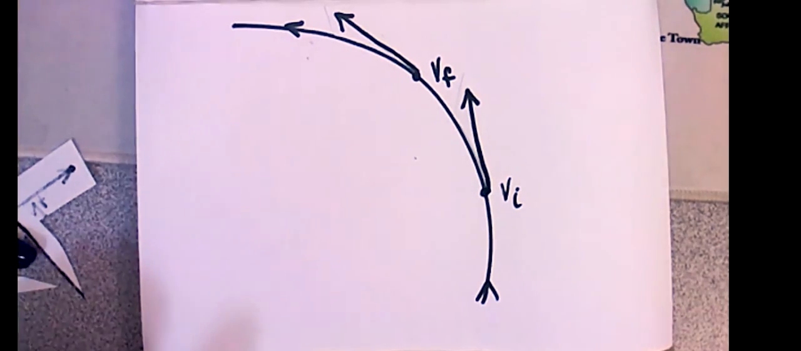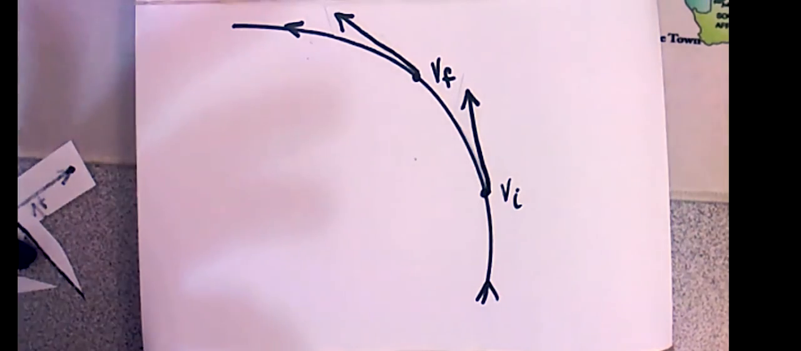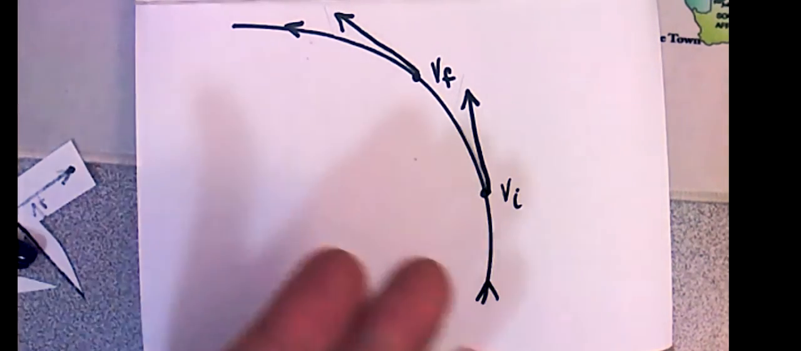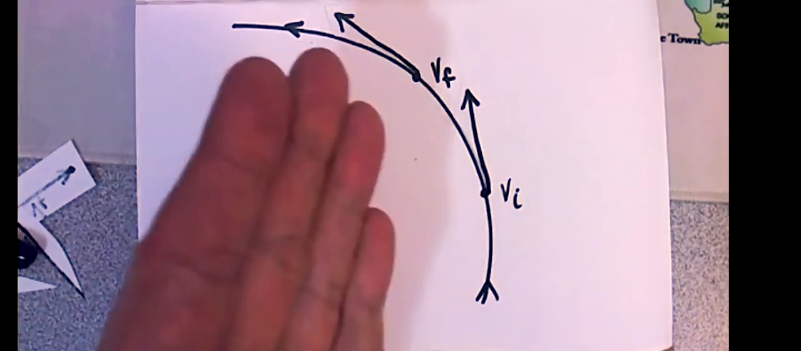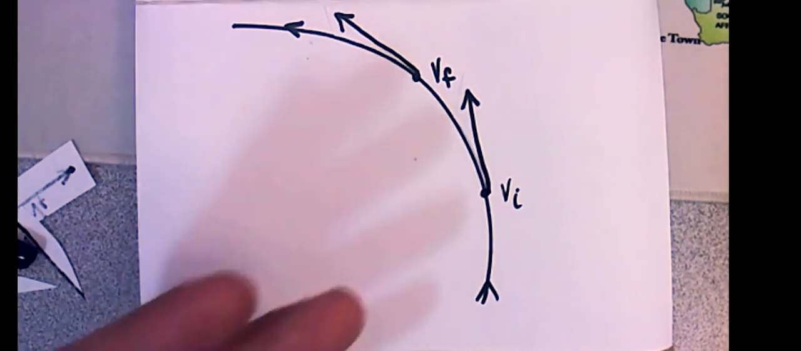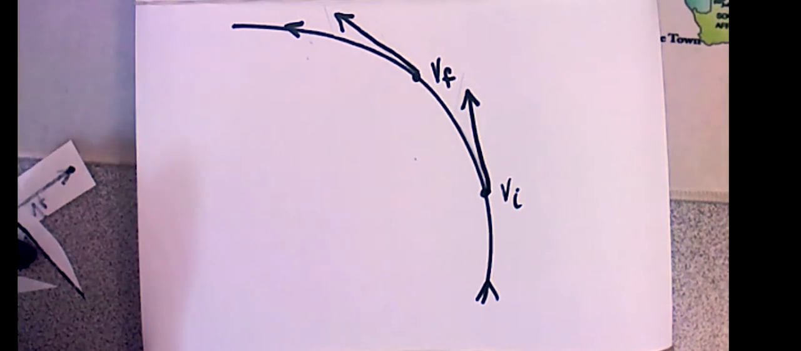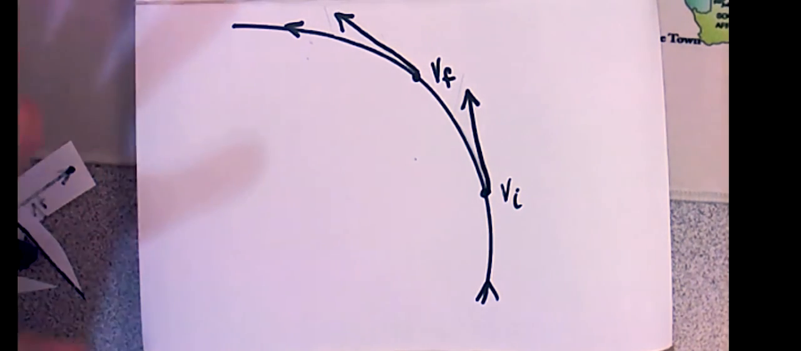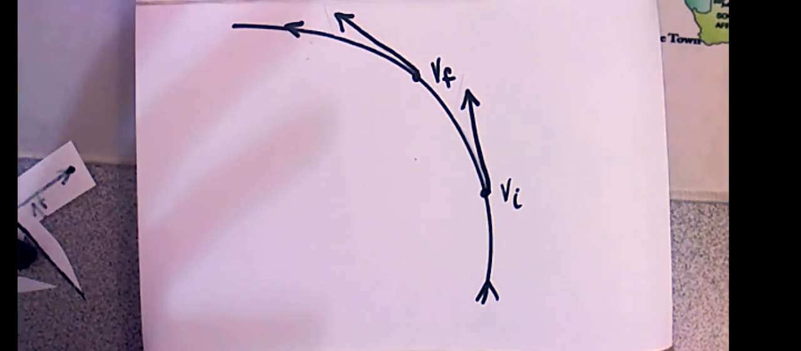Now, if something was traveling at a constant speed, right? So basically the magnitude would be the same. So if it was 100 kilometers per hour going through the curve, it's still 100 kilometers per hour at the Vi and the Vf point. However, the direction has changed. So the velocity vector has changed, even though the speed hasn't. Now we can calculate the acceleration as well here.